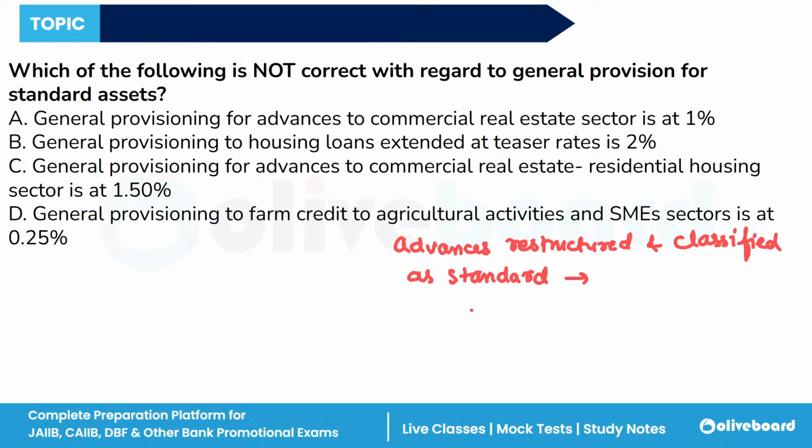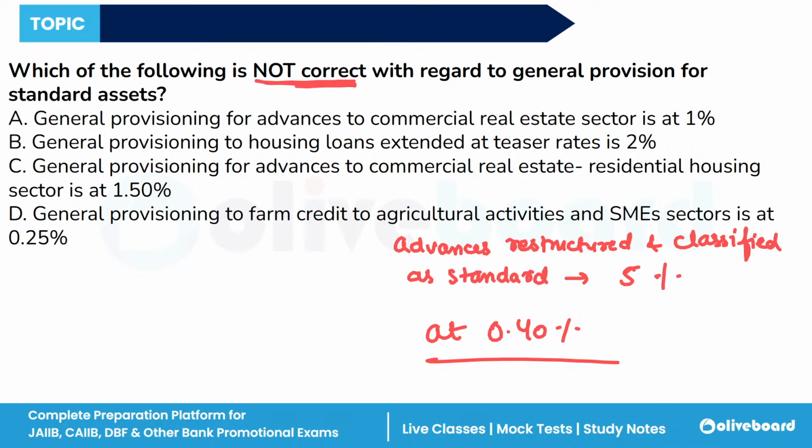SCBs are updated from time to time at basically 5%, and all other loans and advances not included above are at 0.40%. So if you clearly read all the options, we have to find which one is not correct.